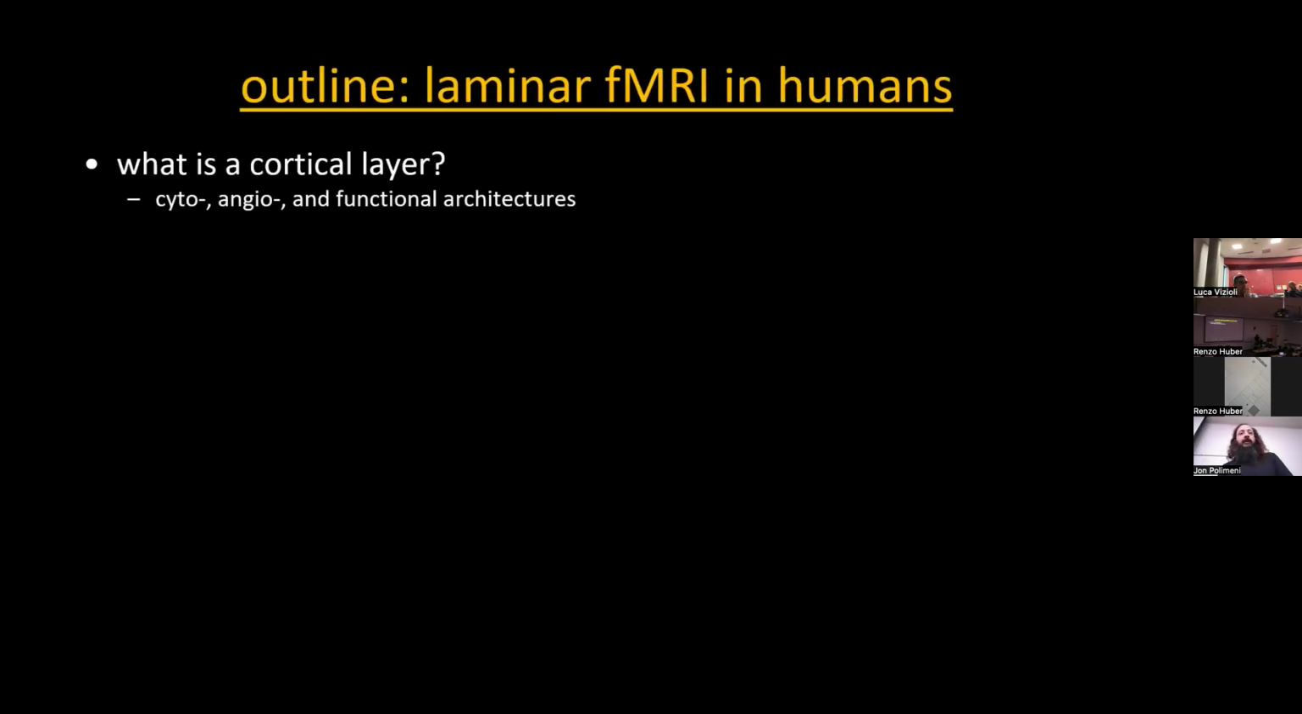And so with that introduction, I'll give a quick outline of this lecture. First, we'll talk about what is a cortical layer, looking at cyto-, angio-, and functional architectures. We'll talk a little bit about data acquisition for layer fMRI. I think a whole lecture should be devoted to this topic, but I'm just going to point out a few key concepts.